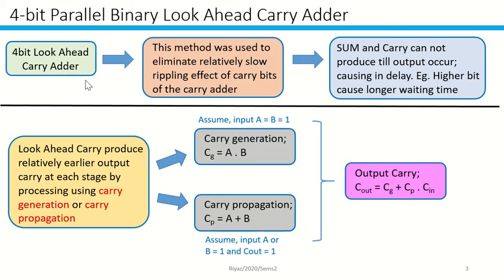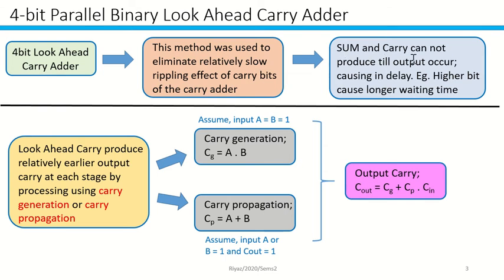So 4-bit look ahead. This method was used to eliminate the relatively slow rippling effect of carry bits of the carry adder. In a circuit, when you have lots of bits to process, you need to wait one by one. Let's say the first full adder will work and then it will come out with the sum and the carry. This particular carry will be used in a second full adder, and then it will process and come out with another result. It will give off a carry. This carry will be the input of the third full adder.